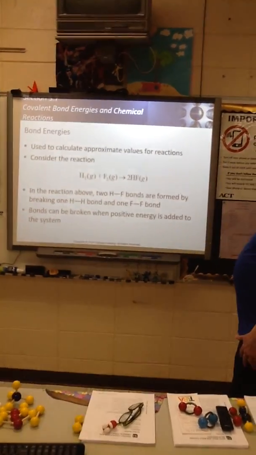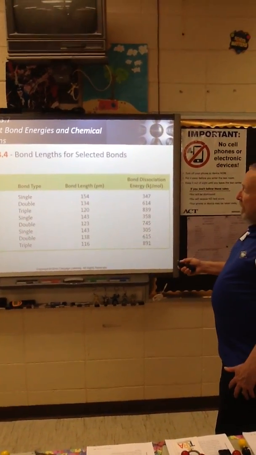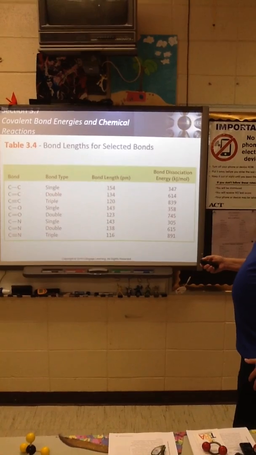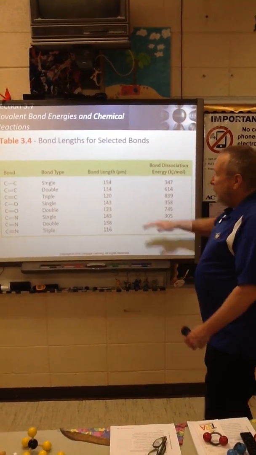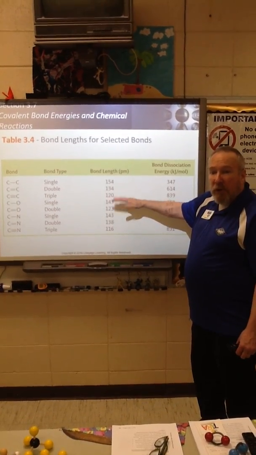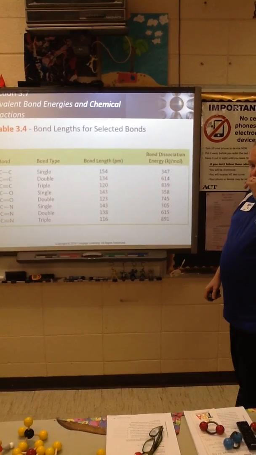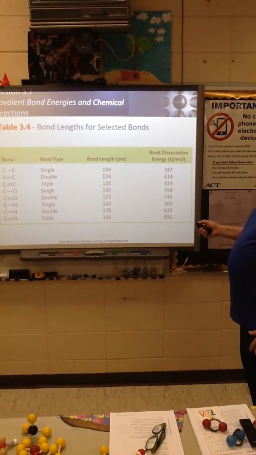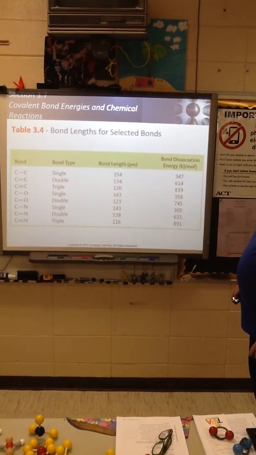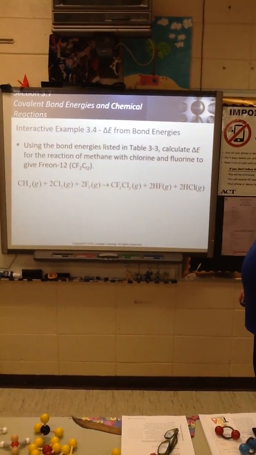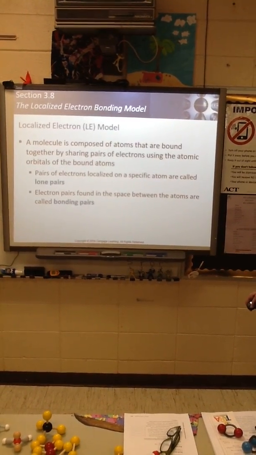And the bond distances, you can see a carbon-carbon bond, 154, carbon-carbon double bond, 134, and a triple bond, 120. This bond length in picometers goes down as your bond changes from single to double to triple bonded. So they get much shorter. That's all I want to go back and demonstrate with some models.